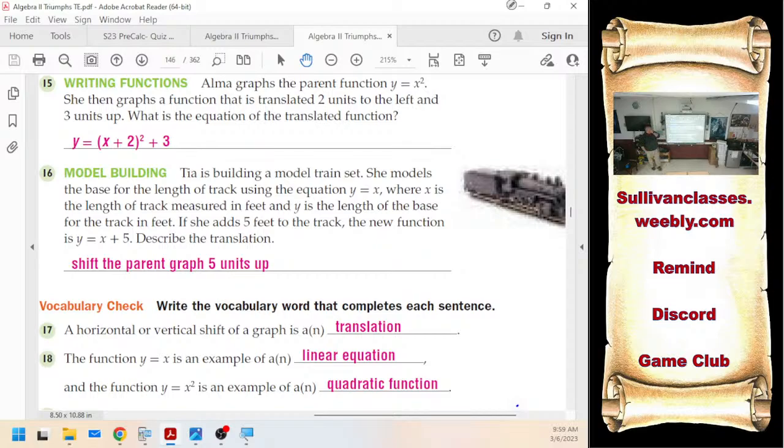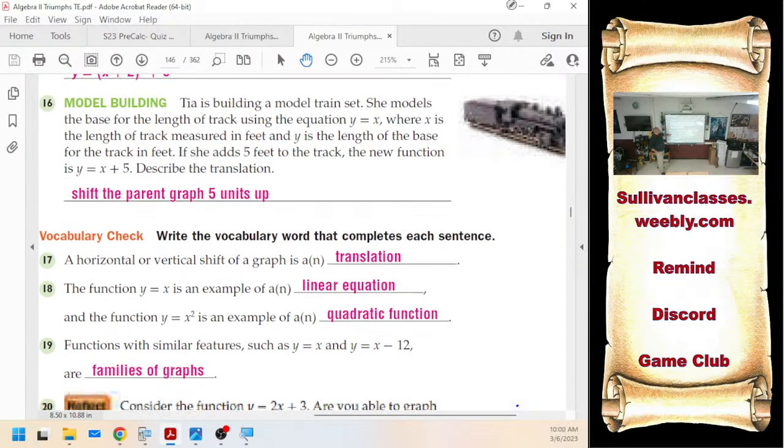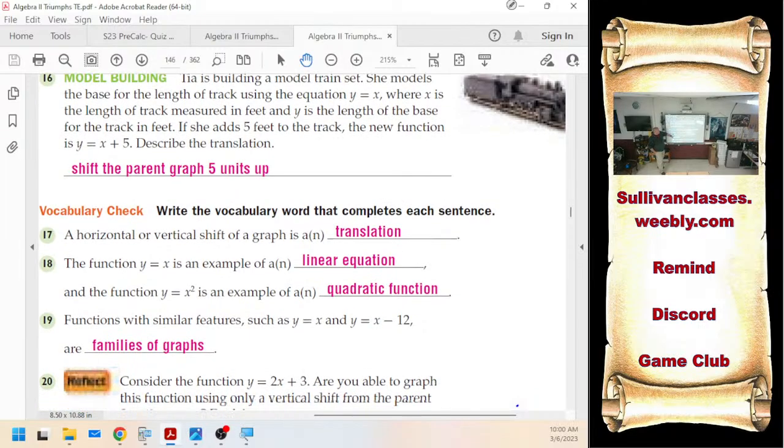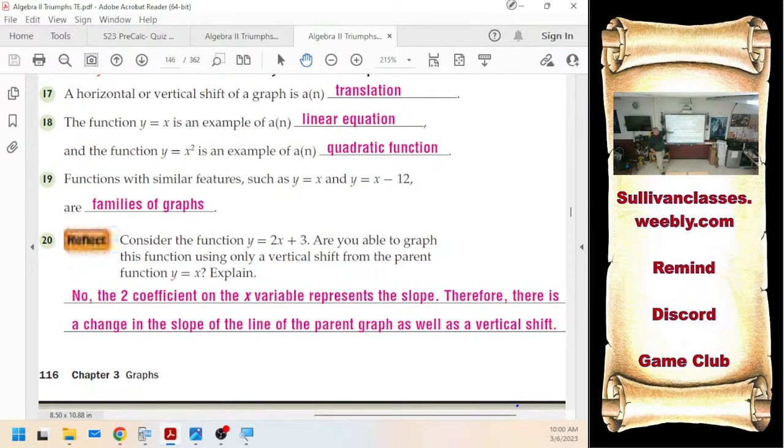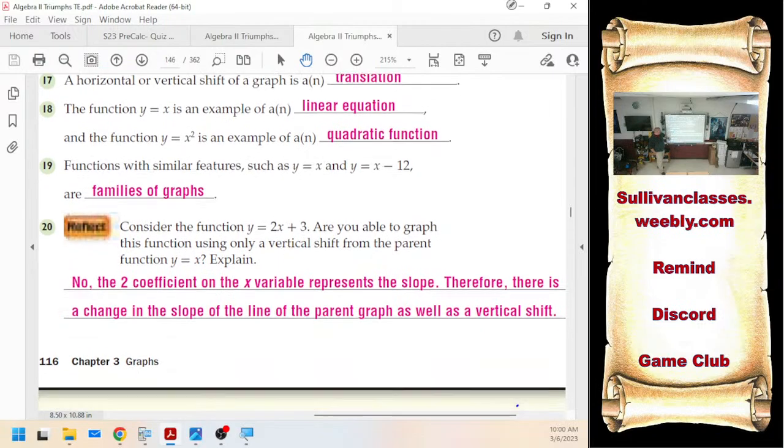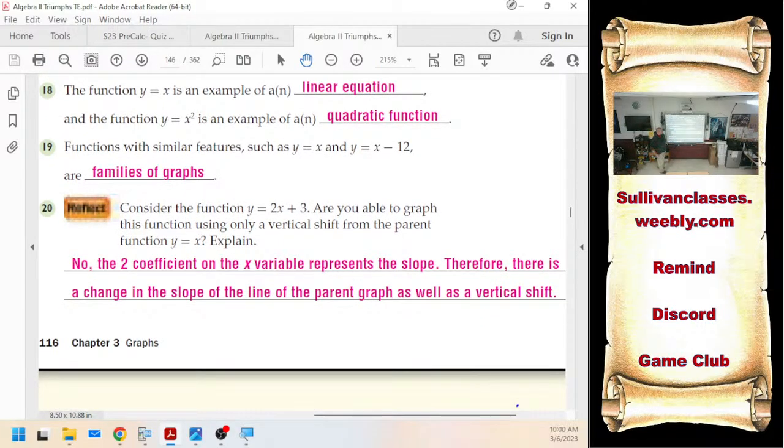Okay, this time they were giving you the parent and telling you the transformation. You had to write the equation, the other way. So every other time they give you the equation, tell me transformations. Now it's, here's the transformations, you tell me the equation. So it was backwards. Okay. The model of the word problem was just do the exact same thing. Vocab.